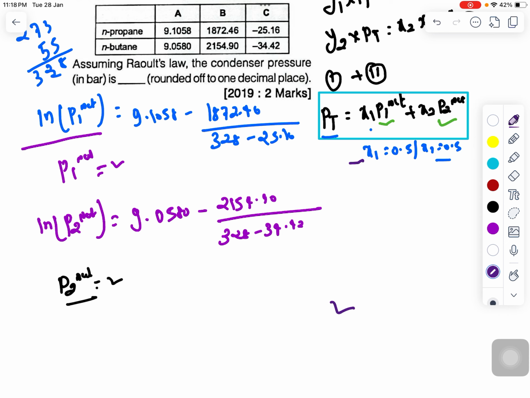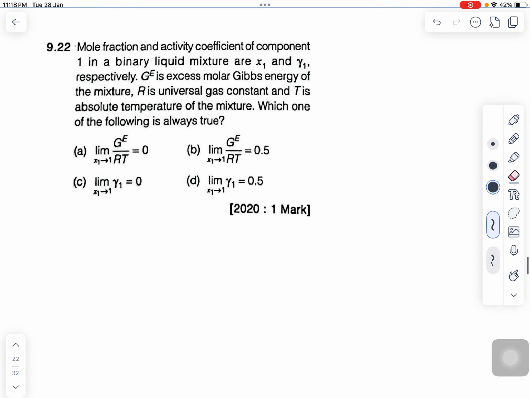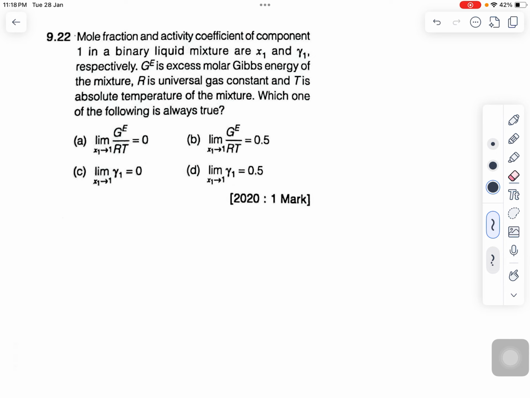Now I'll be moving towards the next problem. The mole fraction and activity coefficient of component 1 in a binary liquid mixture are x1 and gamma 1 respectively. GE is the excess molar Gibbs energy of the mixture, R is the universal gas constant, and T is the absolute temperature of the mixture. Which of the following options is always true?